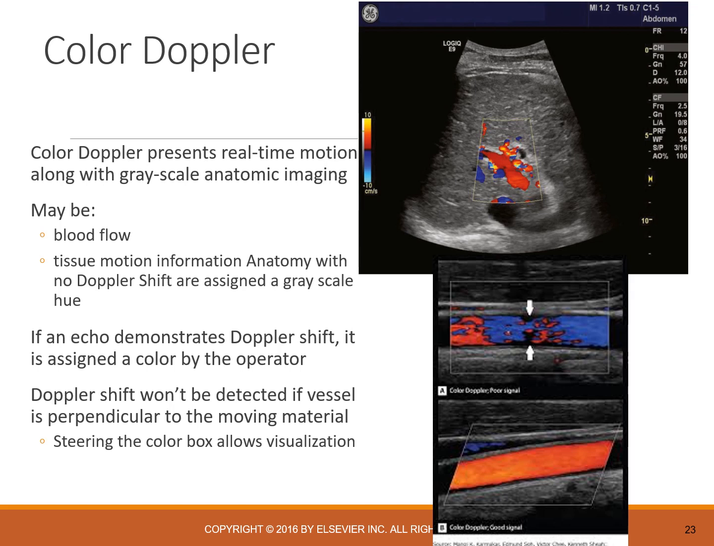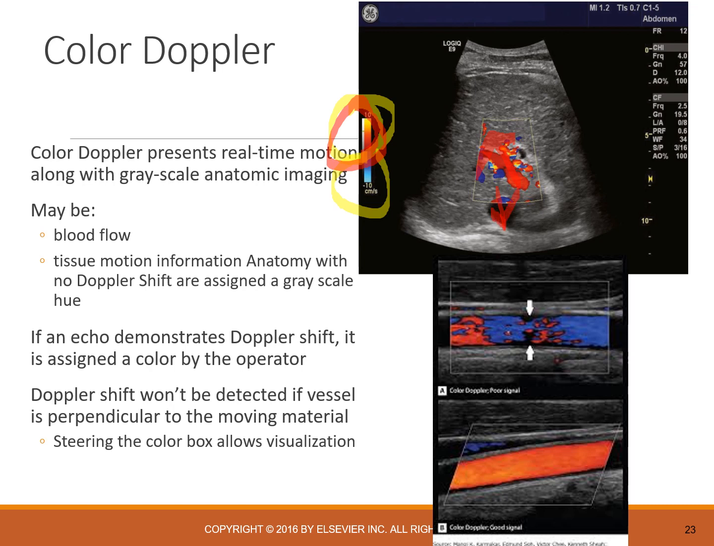In this case, it shows that I have red above the line and blue below the line. That would indicate that anything that is red is moving towards my transducer. Anything that is blue is moving away from my transducer.